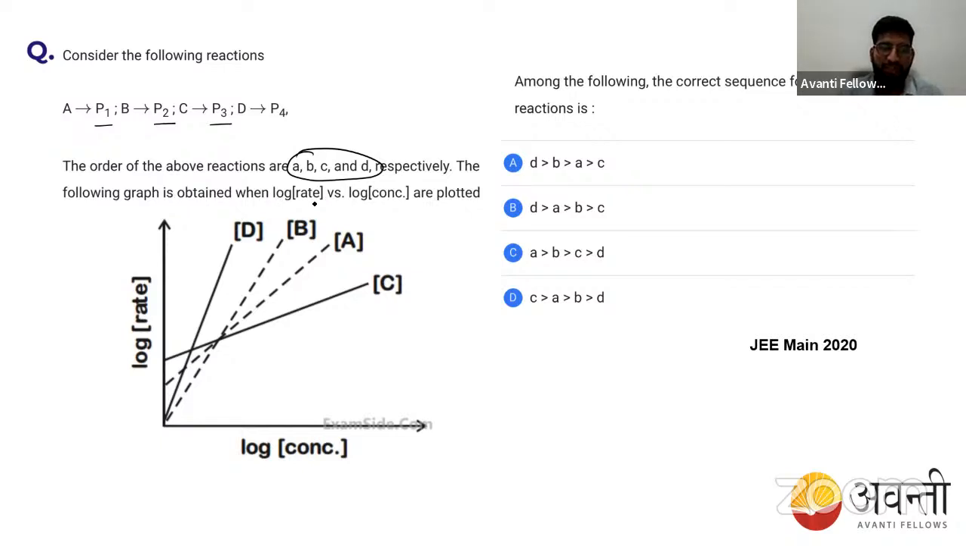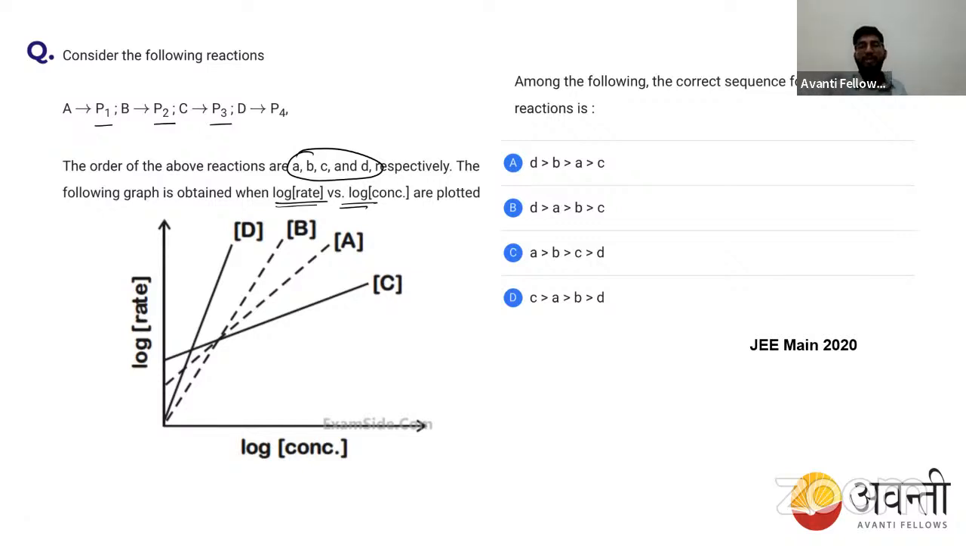The following graph is observed: log of the rate of the reaction versus log concentration are plotted. So among the following, we have to find the correct sequence for the order of the reaction. So which has more order? Order A is more than order B, order B is more than order C, and order C is more than order D. So very important question.